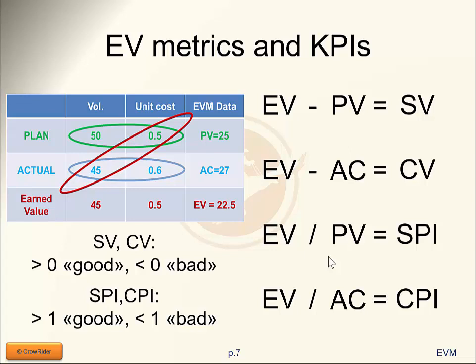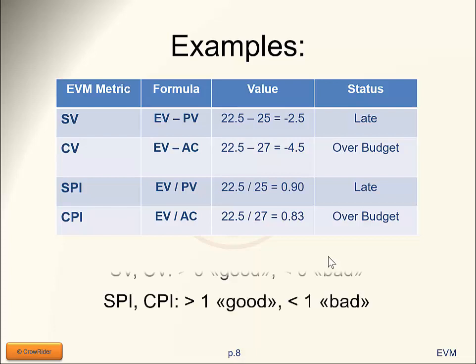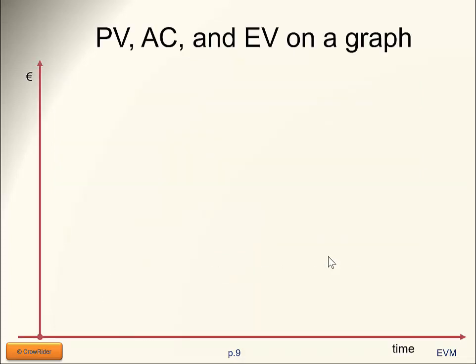The same thing applies to the schedule performance index and the cost performance index. If they are bigger than 1, it's good. If they are less than 1, it's not good. So these are the basic metrics. In our case, we are both late and over budget, and both the variances and the performance indexes are giving us this information.